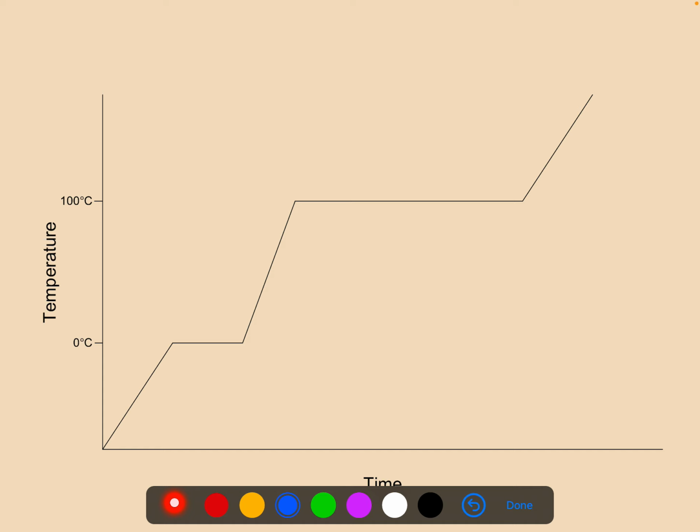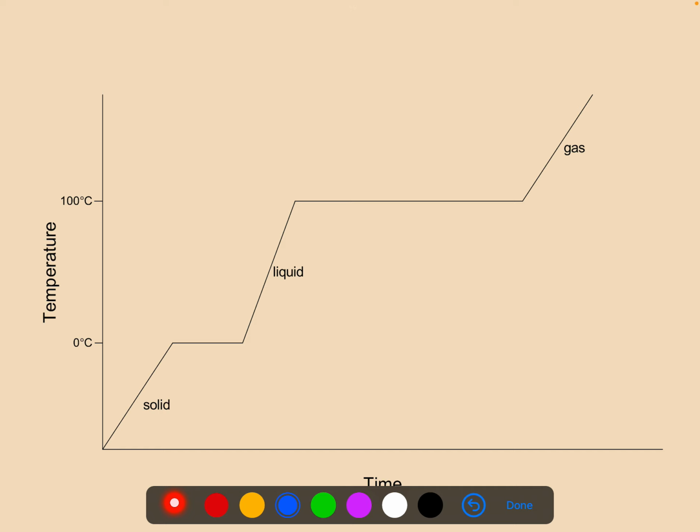Those flat lines occur at the melting point and boiling point. So notice this bottom flat line for water is 0 degrees Celsius. That's the melting point for water. That top flat line is at 100. That is going to be the boiling point for water. The slanted lines represent the different states of matter that we have.